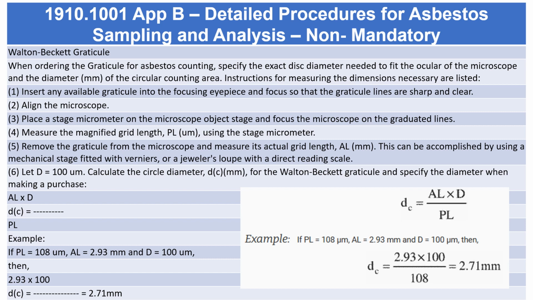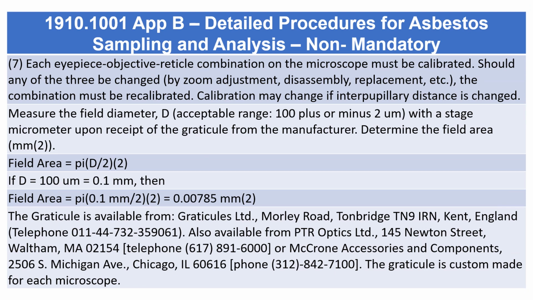4. Measure the magnified grid length, PL, using the stage micrometer. 5. Remove the graticule from the microscope and measure its actual grid length, AL. This can be accomplished by using a mechanical stage fitted with verniers, or a jeweler's loupe with a direct reading scale. 6. Let D equal 100. Calculate the circle diameter, Dc, for the Walton-Beckett graticule and specify the diameter when making a purchase. 7. Each eyepiece objective reticle combination on the microscope must be calibrated.